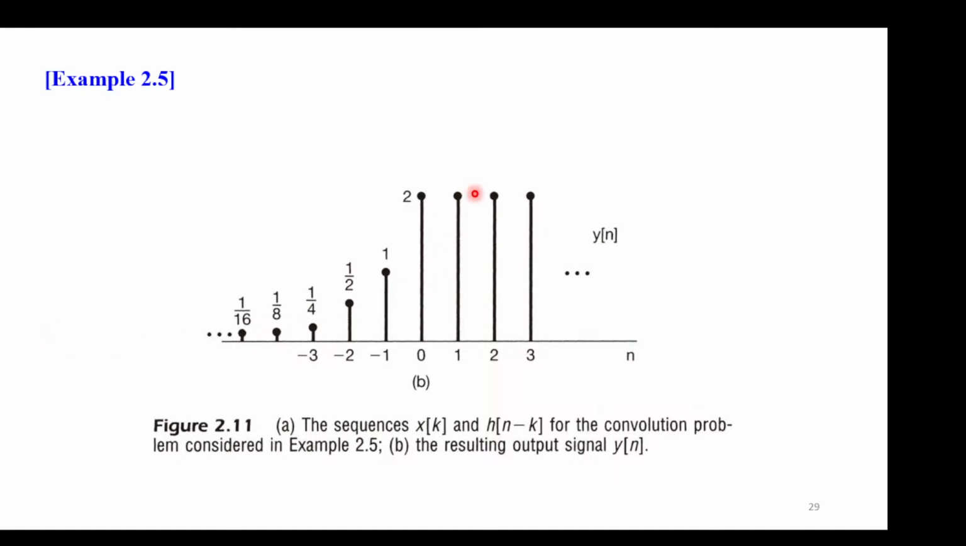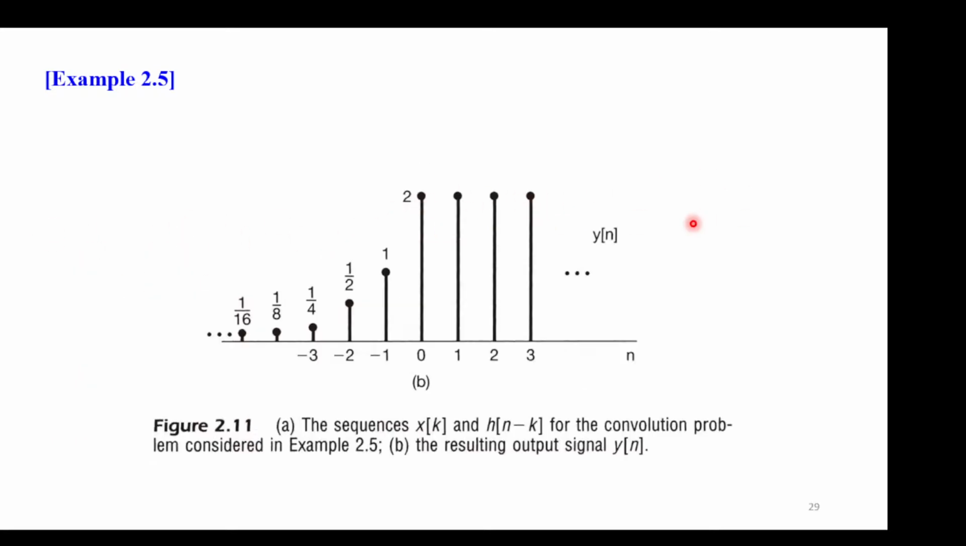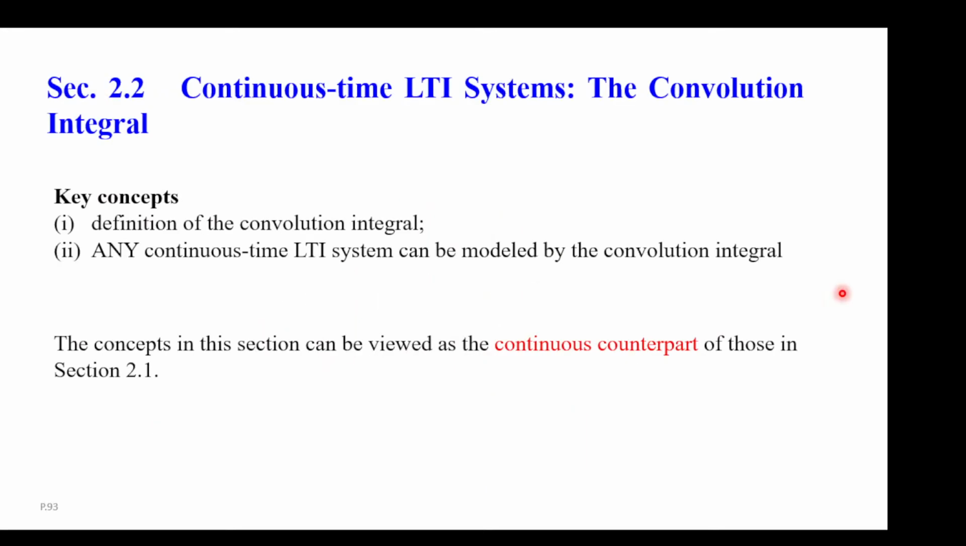So you have exponential growing when n is less than 0, and once n is bigger than 0, the overlap stays the same, and you just have the constant output. Okay. Does everyone understand? The quick review of some example of discrete time convolution. If not, then let's go to continuous time convolution.